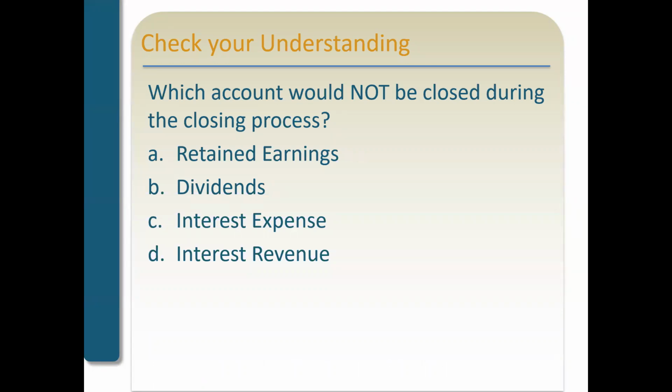Which of these accounts would not be closed during the closing process? Meaning we only close temporary accounts. Retained earnings is a permanent account. The only temporary accounts that we close out, any revenues, any expenses, and dividends. That's it. Make sense?